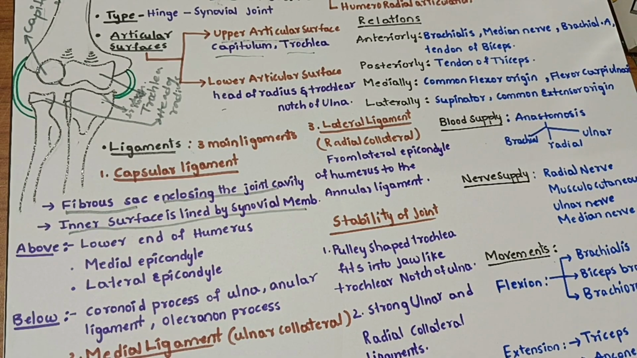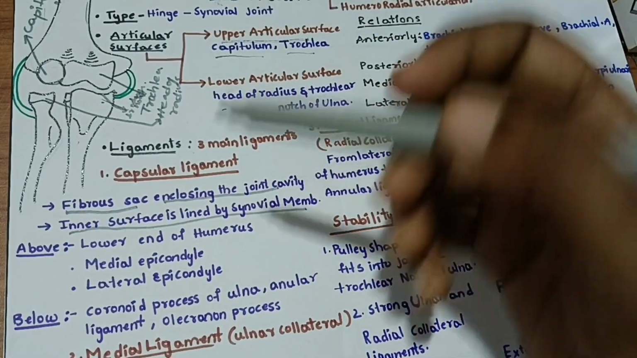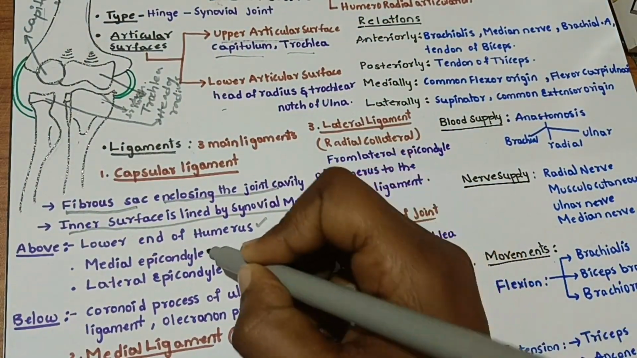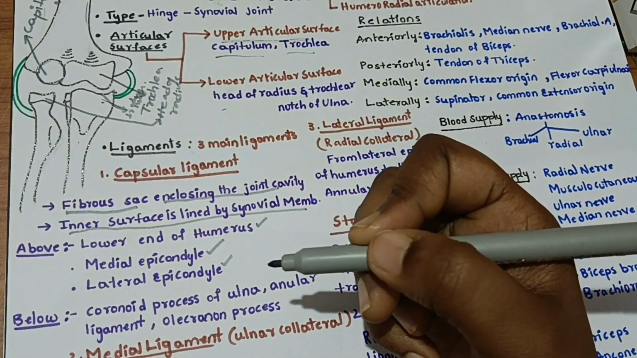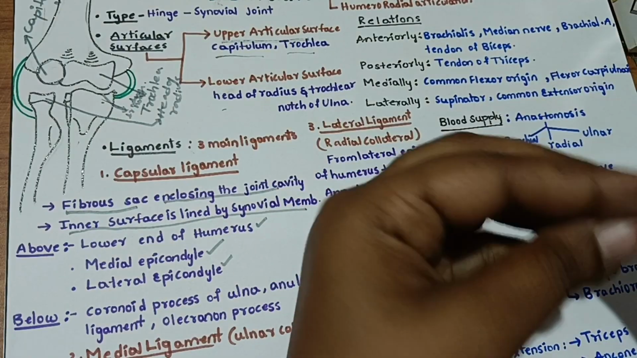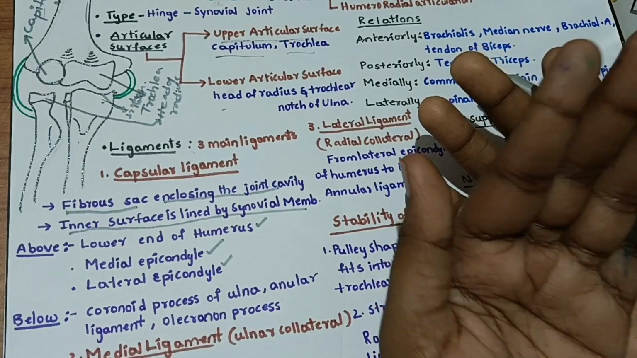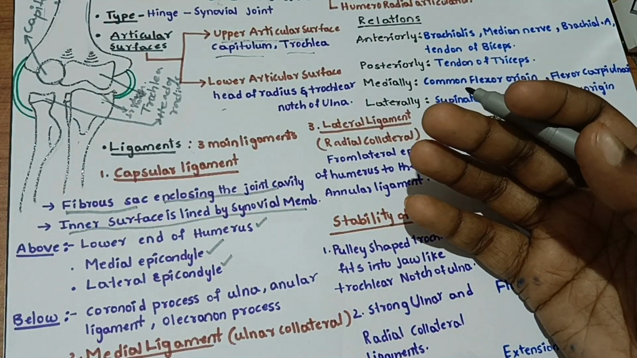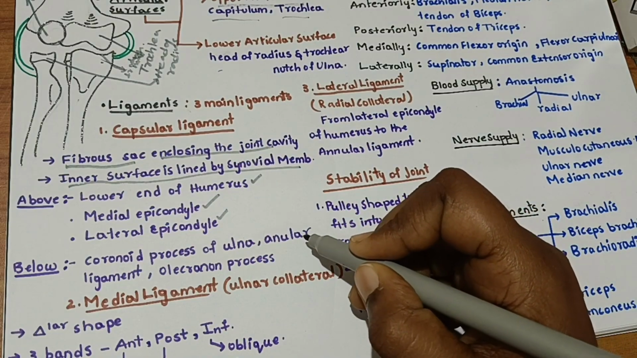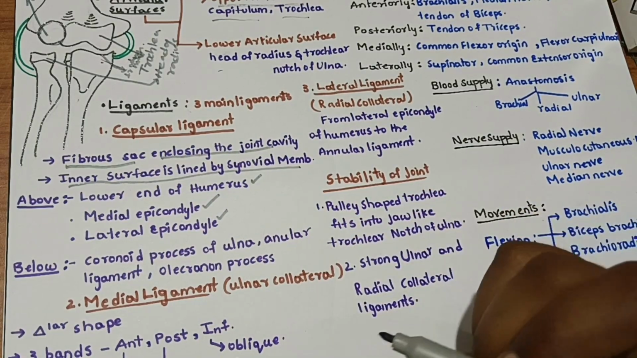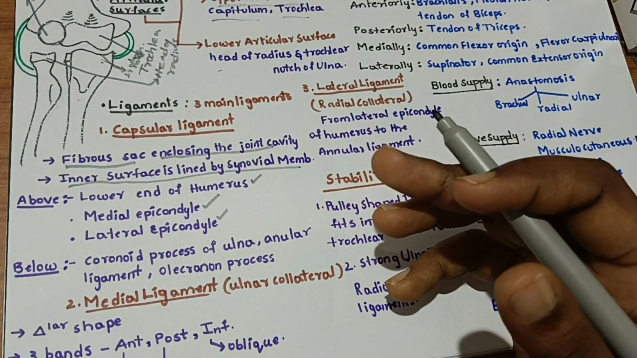So, the capsular ligament above, at the level of the humerus, is attached to the lower end of the humerus, medially to the medial epicondyle and laterally to the lateral epicondyle. Below, it is attached to the coronoid process of ulna, the annular ligament and the olecranon process.